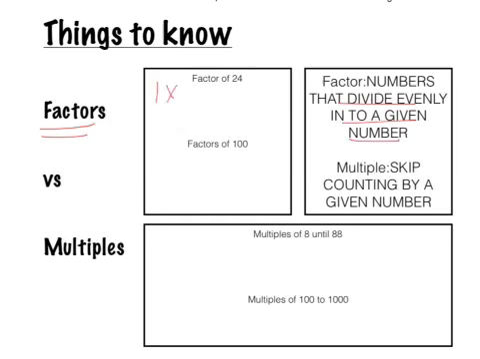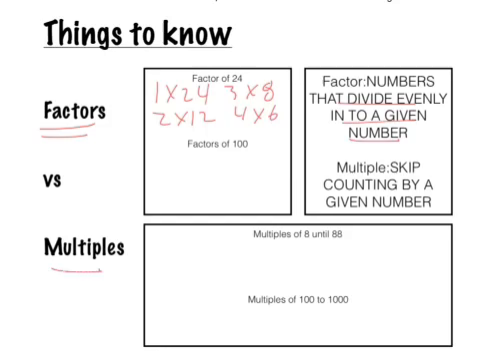So I've got 1 times 24, so 1 and 24 are both factors. I've got 2 times 12 will work. I've got 3 times 8 will work. And I've got 4 times 6. And I think that's it. So if I'm looking at the factors of 24, it's really 1, 24, 3, 8, 2, 12, 4, and 6. I'll let you do factors of 100 by yourself.